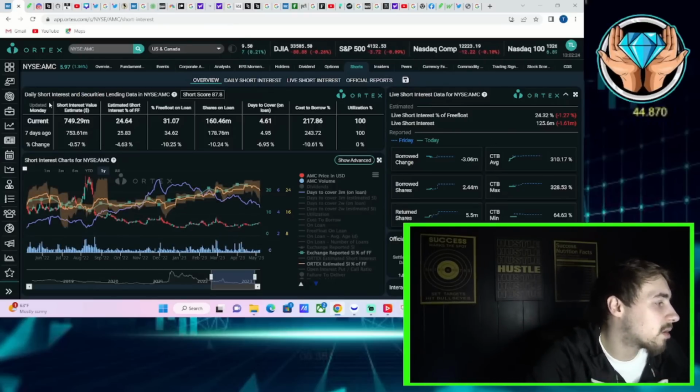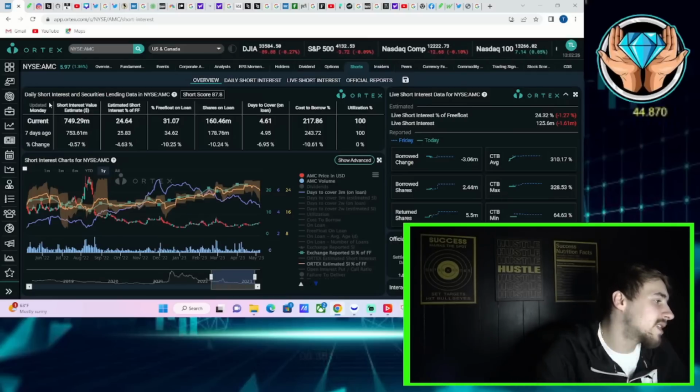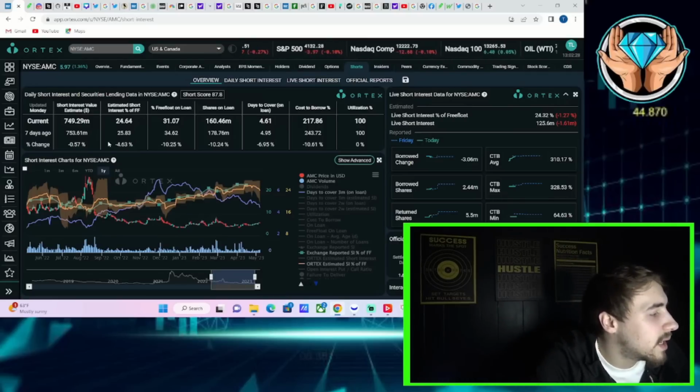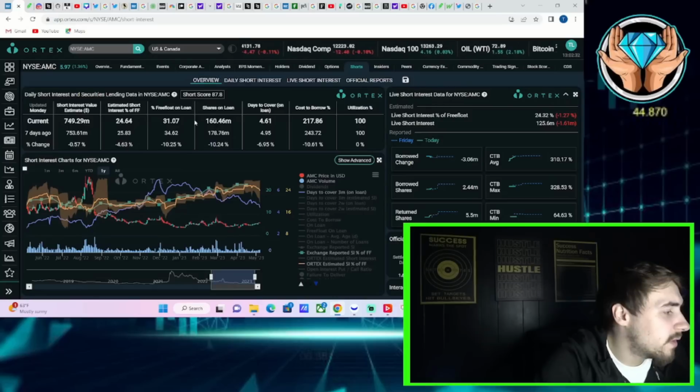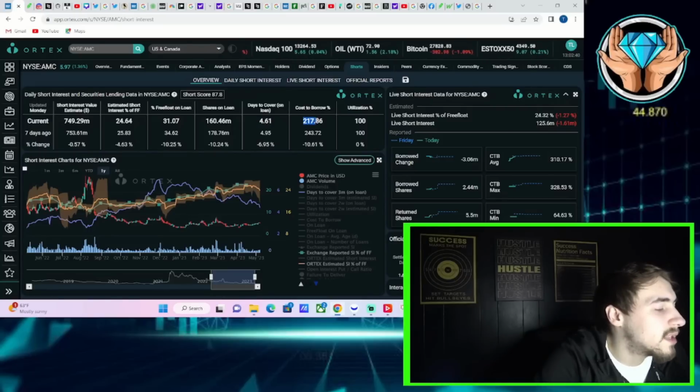Now, the dollar amount currently sold short in AMC stock sits at about $749 million. Short interest, or estimated free float out on loan, at 31%, 160 and a half million shares currently out on loan, days to cover 4.61, cost to borrow at 217.86%, 100% share utilization.